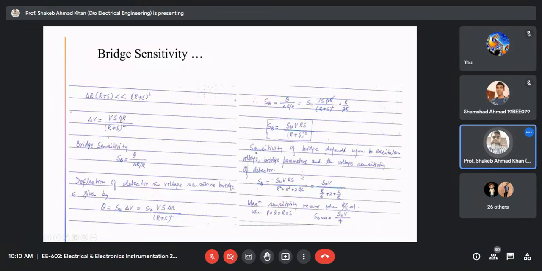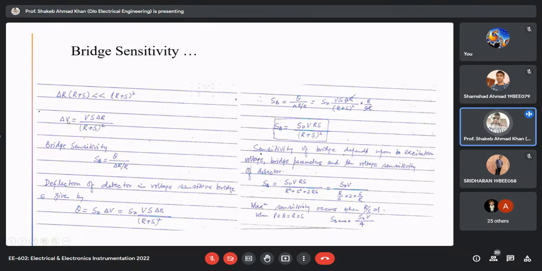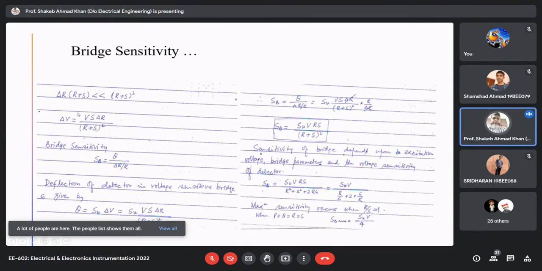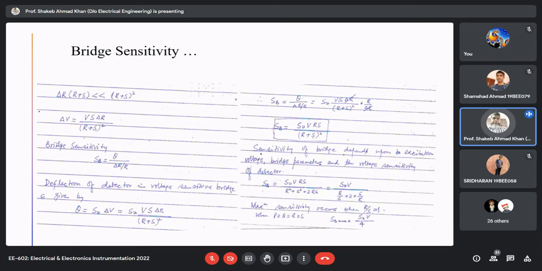is not only sensitive to the change in resistance, but it is sensitive to the excitation also. This is the excitation. So we lose that privilege that we were getting in case of null mode of operation. When we are going, we are getting something, we are losing something. Now I'm coming to the bridge sensitivity.